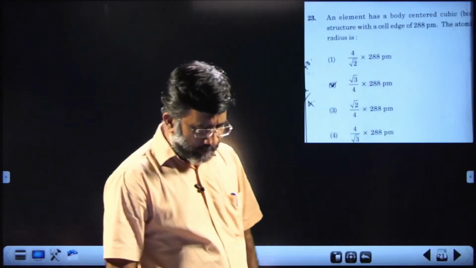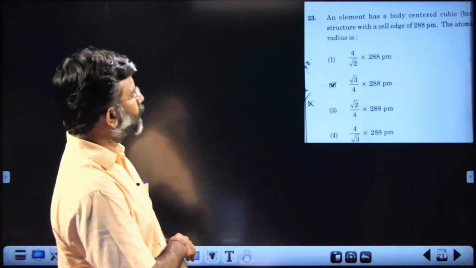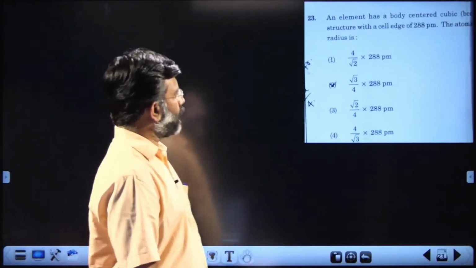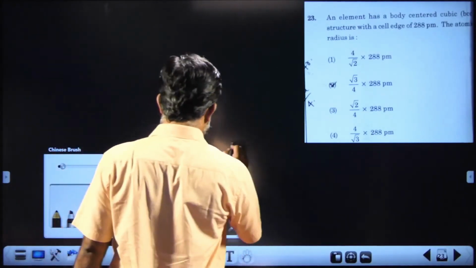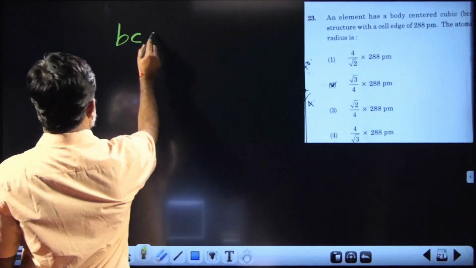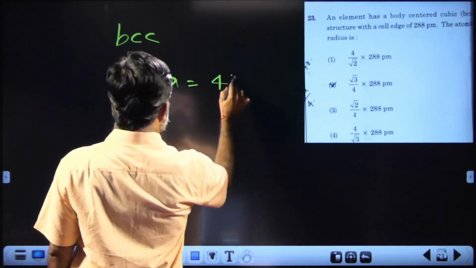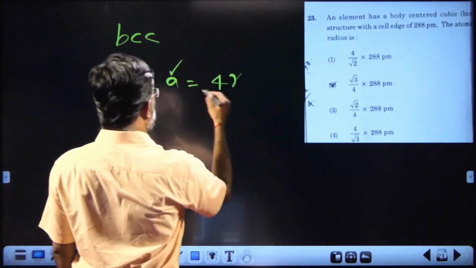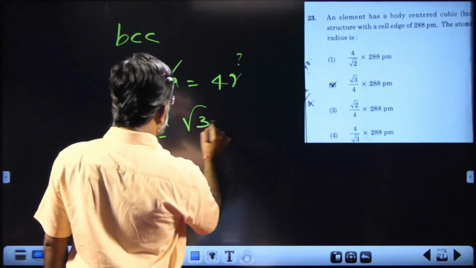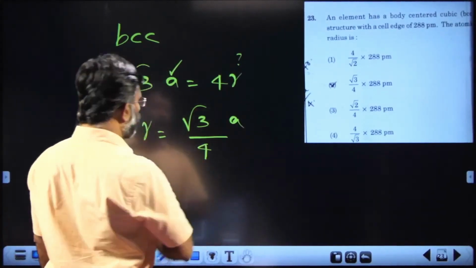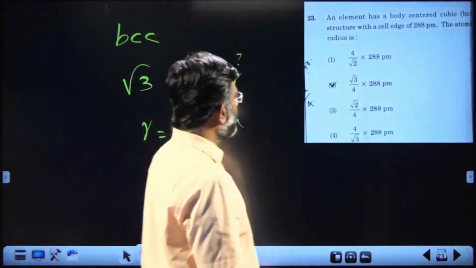Question number 23. An element has a body-centered BCC structure with the edge length a. Find the atomic radius. Elementary question. All of you know, for BCC, root 3 a is equal to 4r. So the point is r is equal to root 3 a by 4.